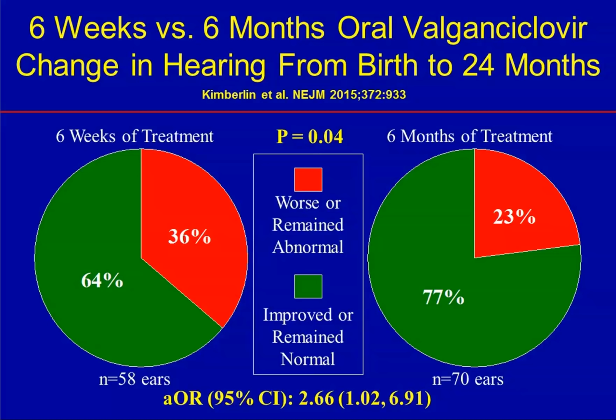So in this follow-up study, all babies who had any signs of congenital CMV infection, not just those in the central nervous system, all of them received 6 weeks of oral valganciclovir treatment. And then they were randomized to continue oral treatment for up to 6 months versus a placebo.